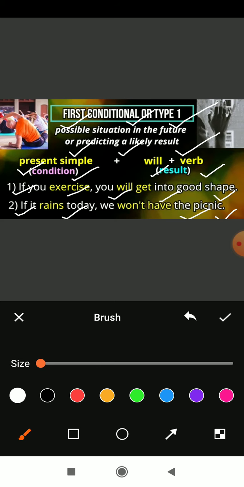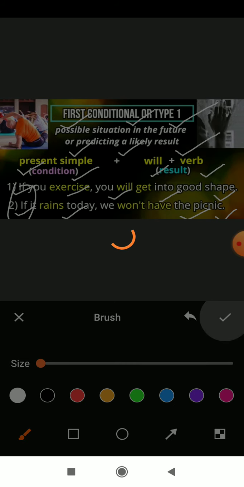It describes a possible situation in the future or predicts a likely result. We use the first conditional clause when we talk about future situations which we believe are real or possible. This is called the first conditional clause, or a type 1 clause. Understood? So here we have read about the first conditional clause with two suitable examples.